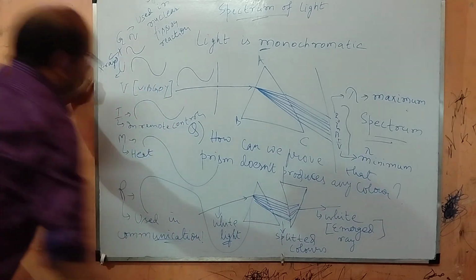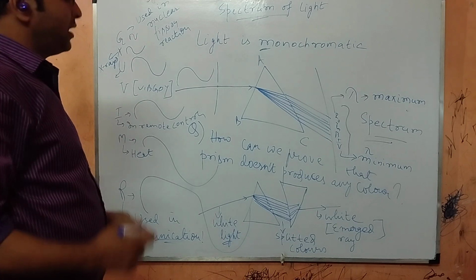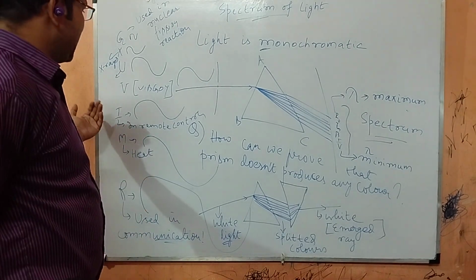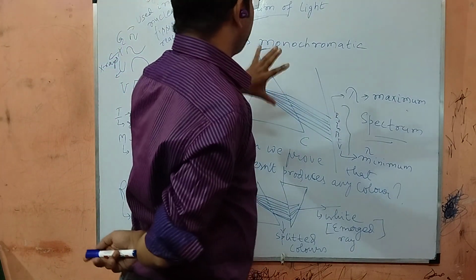So these are the different rays. Though we are unable to see these rays, we use them. We can't see them, but we can use these rays in our everyday life, for example, infrared waves. So this was all about the spectrum of light.